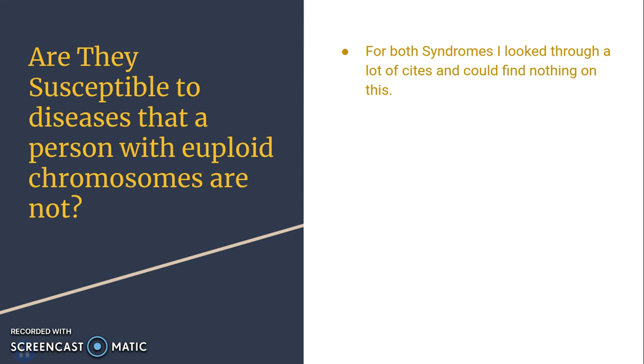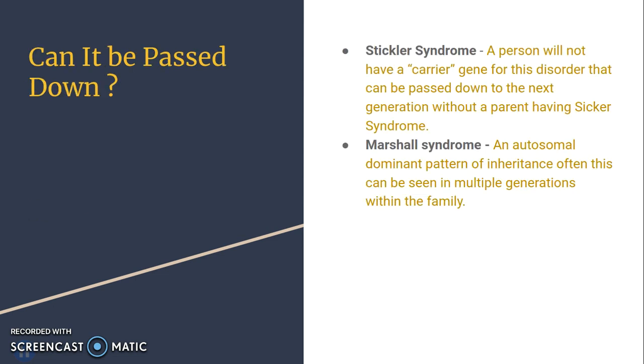Susceptible diseases that a person with these chromosomes are prone to. For both of the syndromes, I looked through lots of sites, everything I could find, and I could find nothing on this specifically. Can it be passed down? Stickler syndrome, a person will not have a carrier gene for this disorder unless they have this disorder that can be passed down. With Marshall syndrome, yes, it can be passed on through the generations.